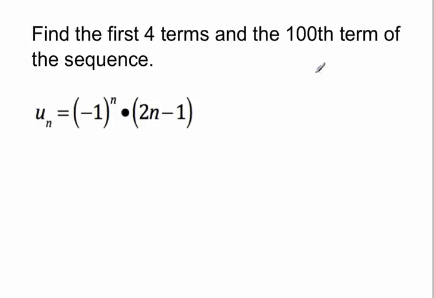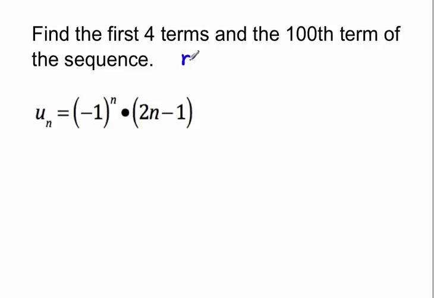Hello, this is Mr. Collier, and today we're going to learn how to type sequences into our calculator. Okay, so first we have this sequence, u_n equals (-1)^n times (2n minus 1).